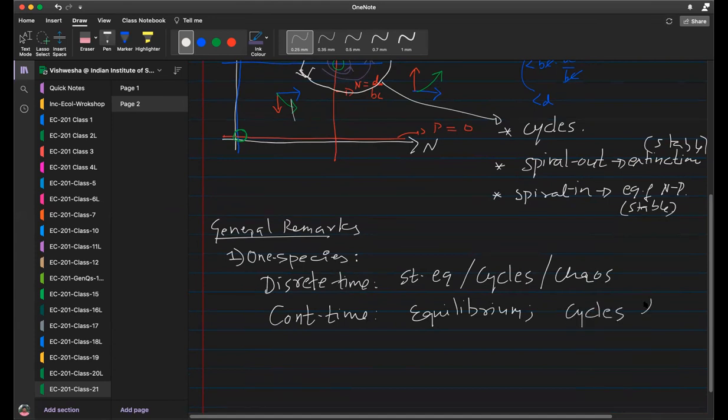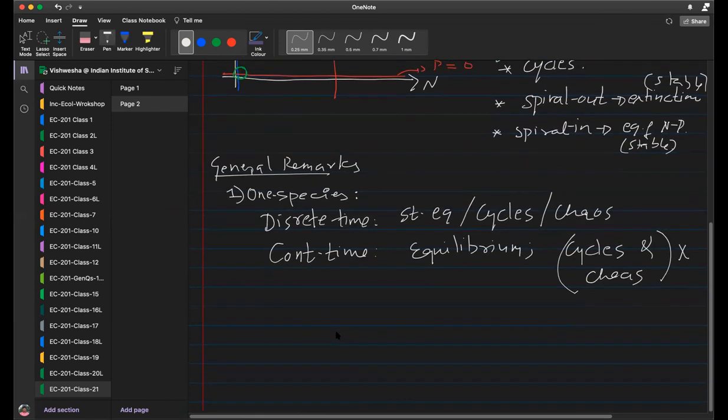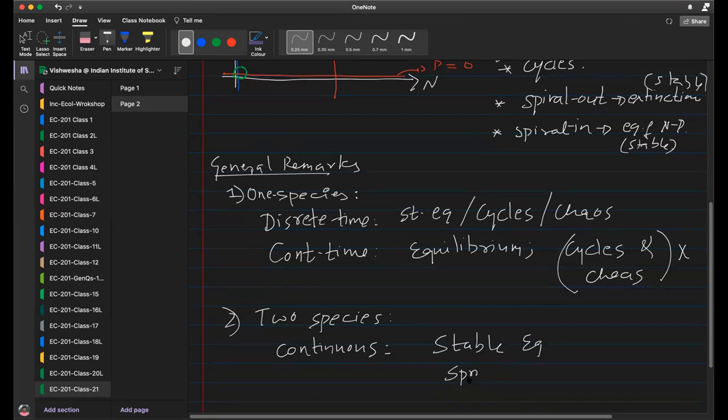Cycles and chaos. Could they happen? It was not possible at all, right? Okay. Now, if you look at two species, of course, discrete time has everything possible anyway. So there's no need to even study discrete time in two species. When you have continuous time, of course you can have a stable equilibrium. You can have spirals that lead to stable equilibrium.